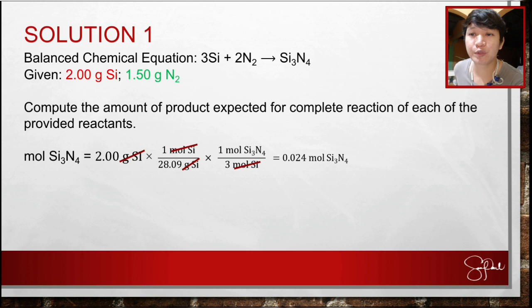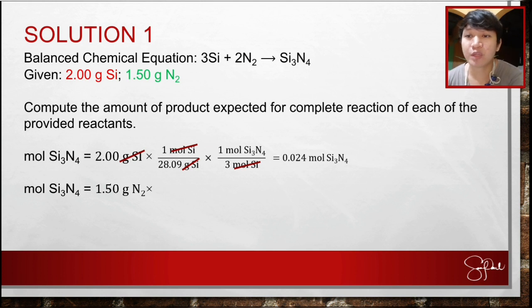Now, let us try to use the other reactant. Let us try to use 1.5 grams of nitrogen gas. Again, we will be looking for moles of Si3N4, so we're going to compare those two. We are given 1.5 grams of N2 times... We will be using the molar mass of nitrogen gas. That's N2, so that's 14.01 times 2, and that will be 28.02. So that will be 1.5 grams of N2 times 1 mole of N2 over 28.02 grams of N2.